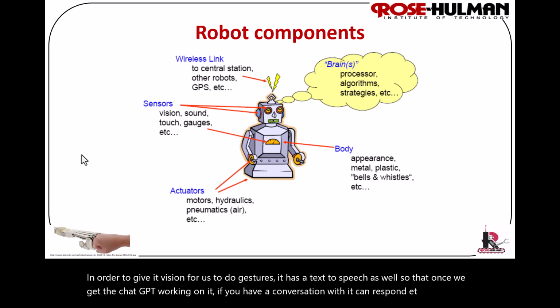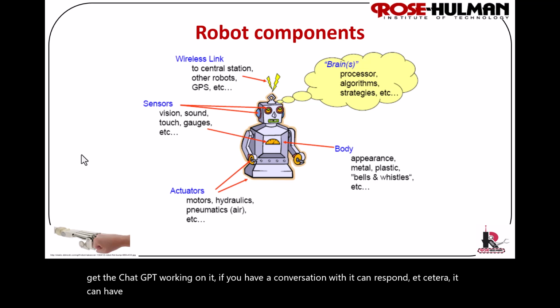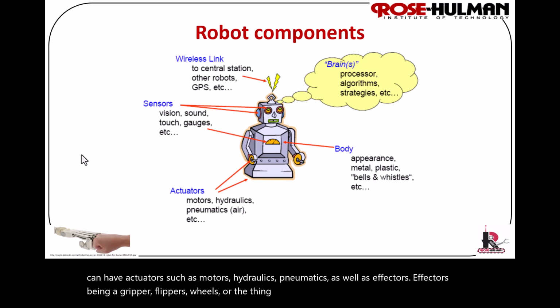It can have actuators such as motors, hydraulics, pneumatics, as well as effectors. Effectors being a gripper, flippers, wheels, or the thing that affects the environment, and then the body, of course.